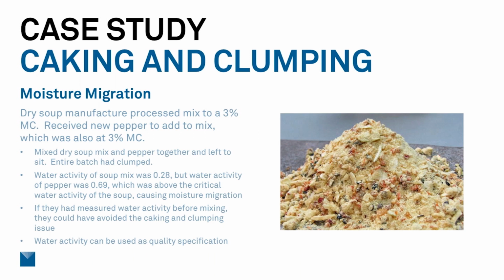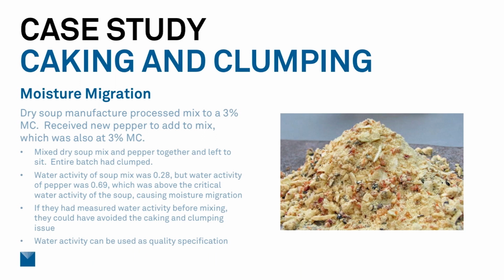So what happened? They're at the same moisture content. Well, we know that moisture content is not a driving force for things to happen. So let's look at the water activity. Well, when we do that, we find that the water activity for the soup mix was 0.28, but the water activity of the pepper was 0.69, which was above the critical water activity of the soup. So what happens when we have this discrepancy, this difference between water activities, we're going to see high net moisture migration, and that's exactly what happened. So we have moisture migrated from the pepper into the soup, and now the soup mix has clumped.